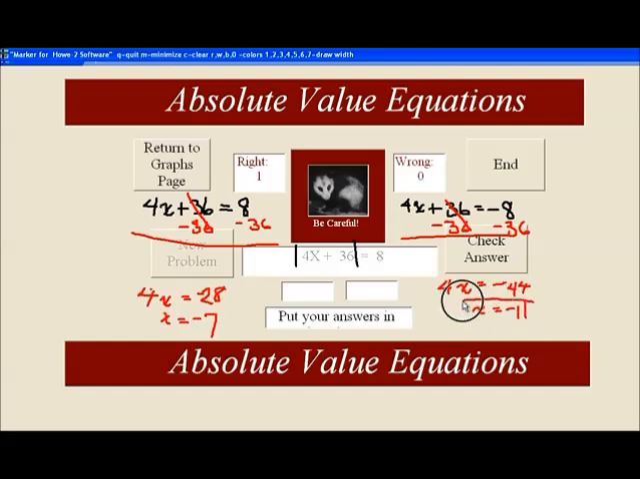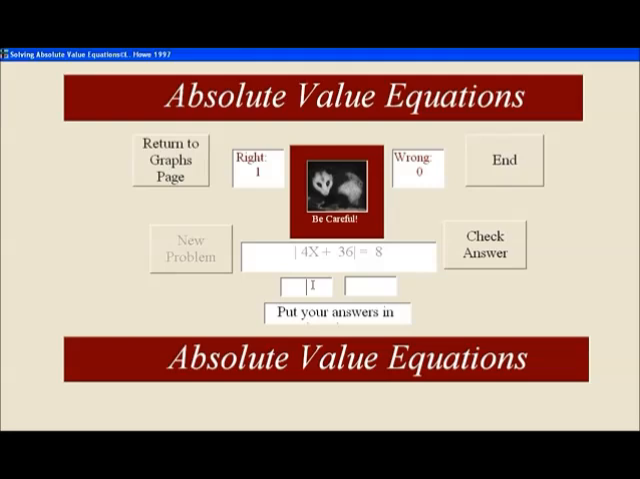So here's where my brain gives way. I've got to remember negative 7 and negative 11. I'm going to minimize here, negative 7 and negative 11. Check our answers. We are right. 2 right. I hope you see how absolute value equations are worked.